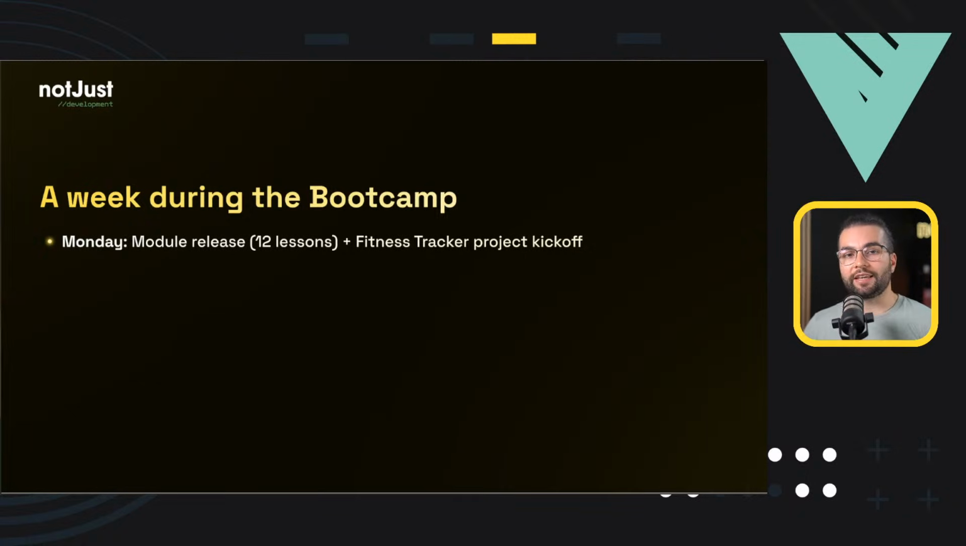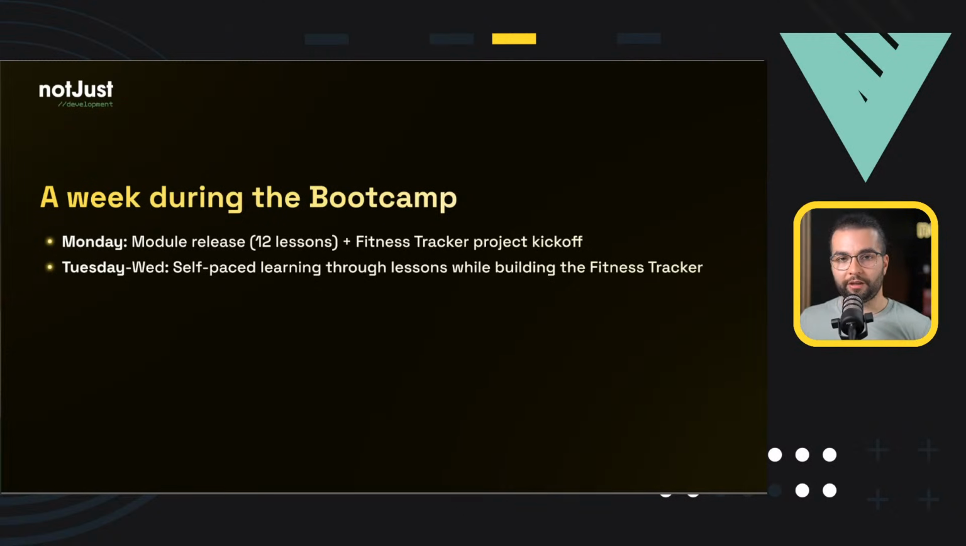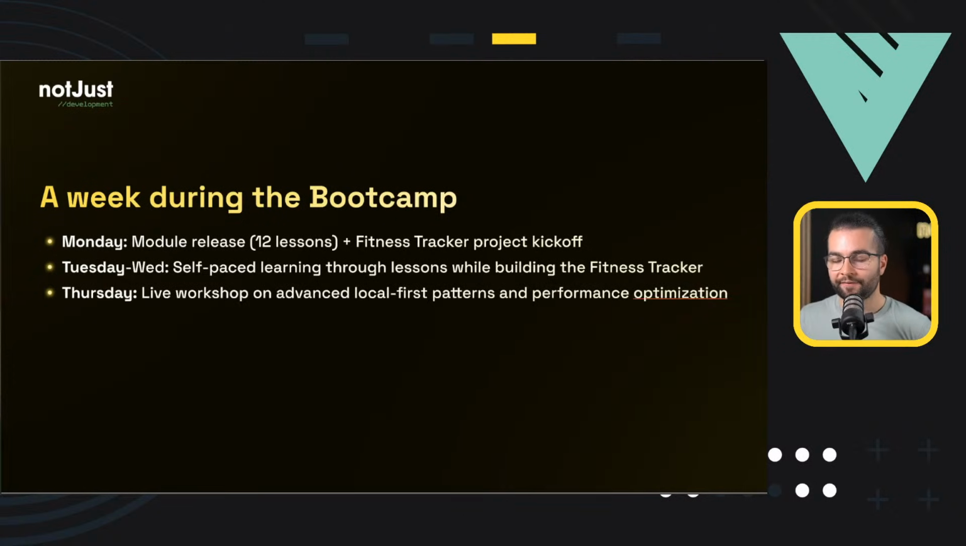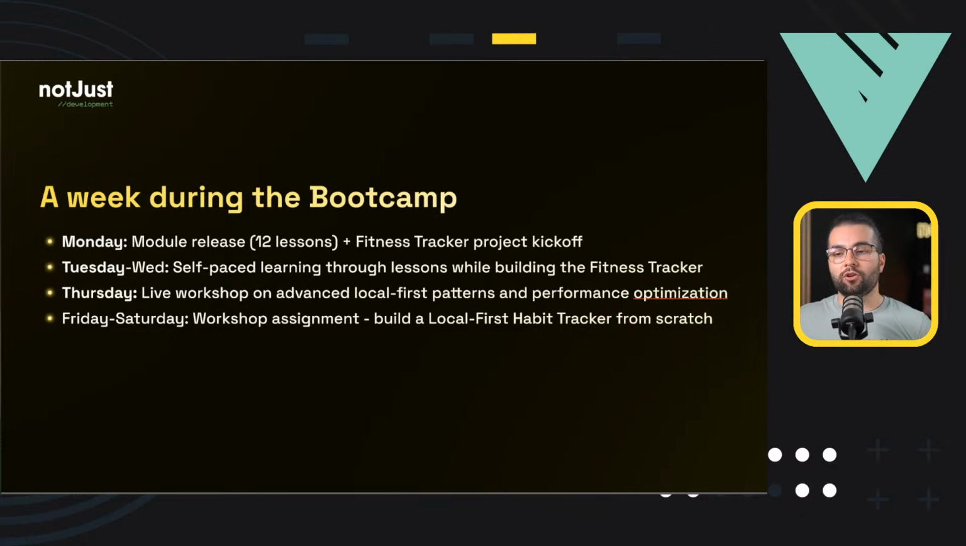So on Monday you're going to get access to the module. Every week has its own topic, and this week, week 5, is about local first architecture. You're going to watch the video lessons on your own, and you're going to build the project, the fitness tracker. On Thursday, we're going to have live workshops on more advanced topics based on the topic of the week, and then you're going to also work on a homework assignment. You're going to, in this case, build a local first habit tracker.